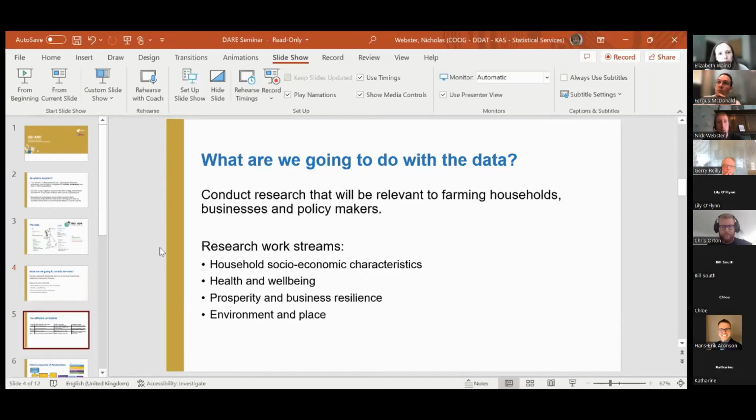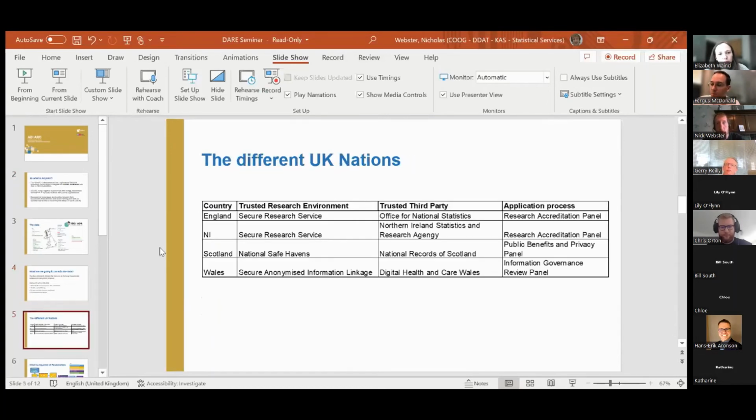So Lizzie's asked me to talk about the researcher journey, and I wanted to start by saying this is a really complicated project. Not all projects are as sort of convoluted as this in some ways, but as we're working in 4 different countries, we're working with 4 different trusted research environments, 4 different trusted third parties and 4 different application processes. And I think this has been a really good opportunity to understand how the system works across the UK. I want to start by saying I'm really grateful for the work of SAIL and the Stats Authority and the ONS.